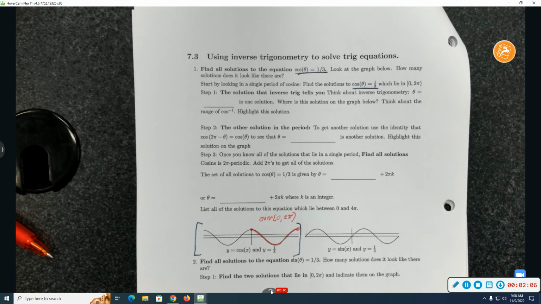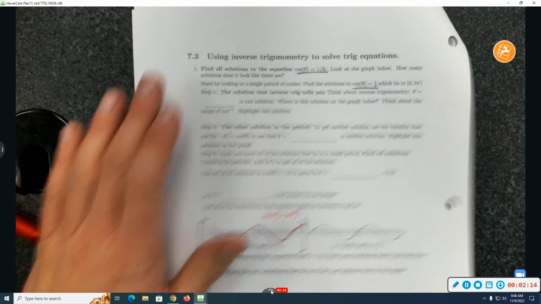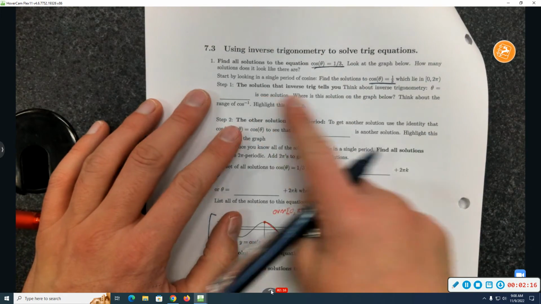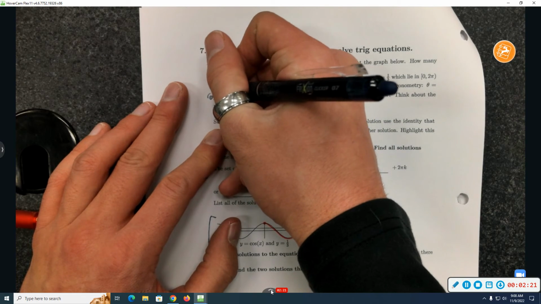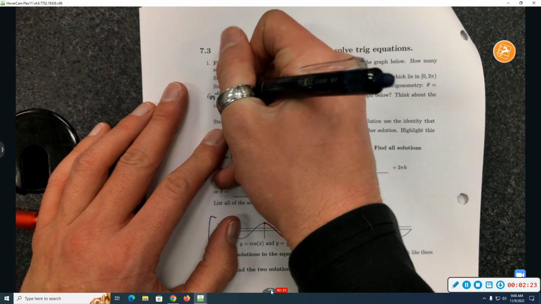Inverse cosine of 1 third? Well, that's the job of inverse cosine. It gives you the best solution to this equation. So here's one solution. Inverse trigonometry gives you one solution. Cosine inverse of 1 over 3.